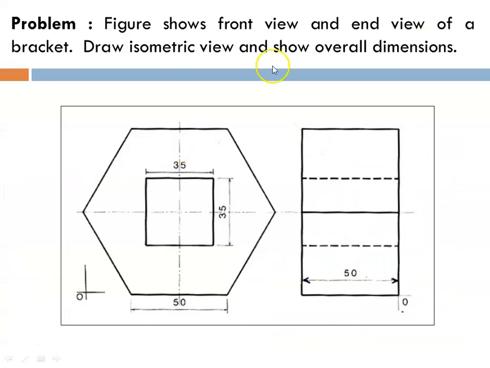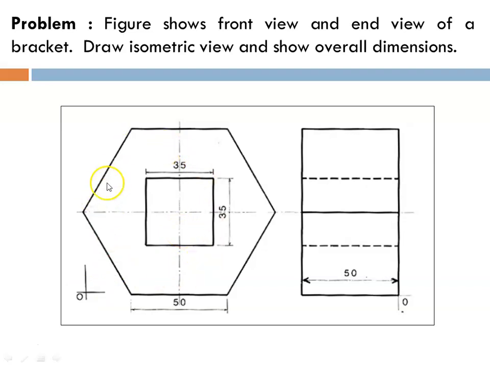This figure shows the front view and end view of a bracket. If you look at the figure, one cannot say which one is the front view or end view. End view means side view. So as I already discussed, instead of focusing on the front view and end view, focus on the origin, and with respect to the origin, you place your views on an isometric box.